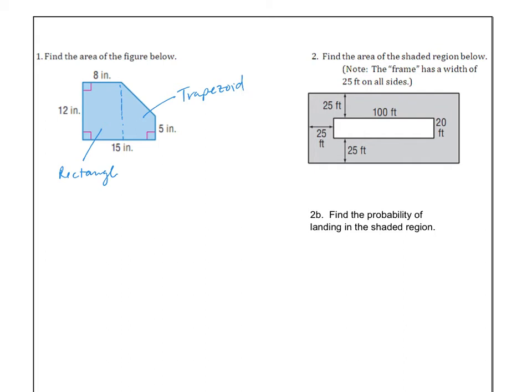So if you divide it up into shapes you know, and then find the area separately, and then at the end add them together, you should get the total area. So let's start with the rectangle on the left. The formula for area of a rectangle is base times height. Do we know the base and the height of that rectangle? We sure do. We can say the base is 8 and the height is 12. So 8 times 12 is 96, and so the area of the rectangular part on the left is 96 inches squared.